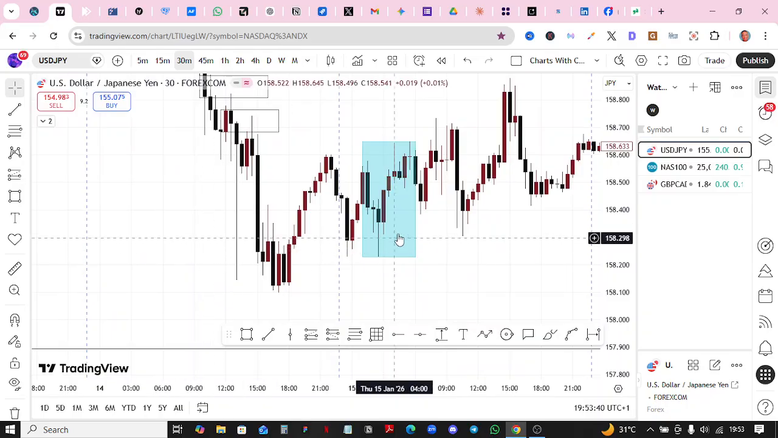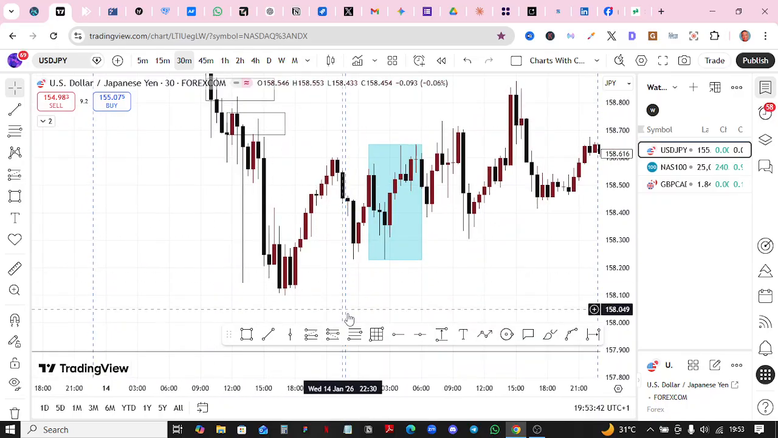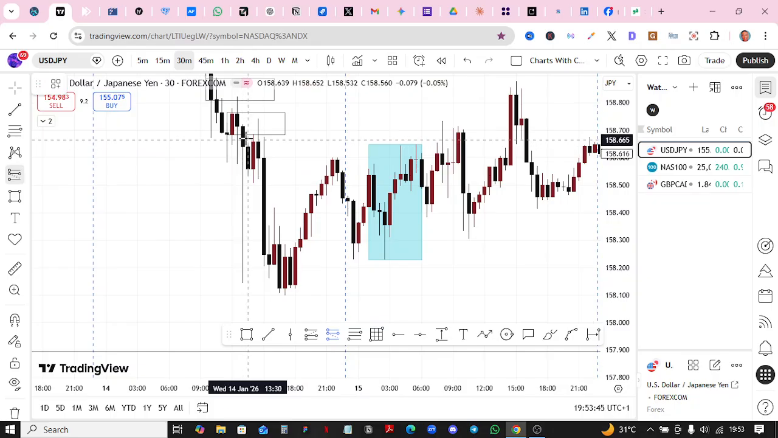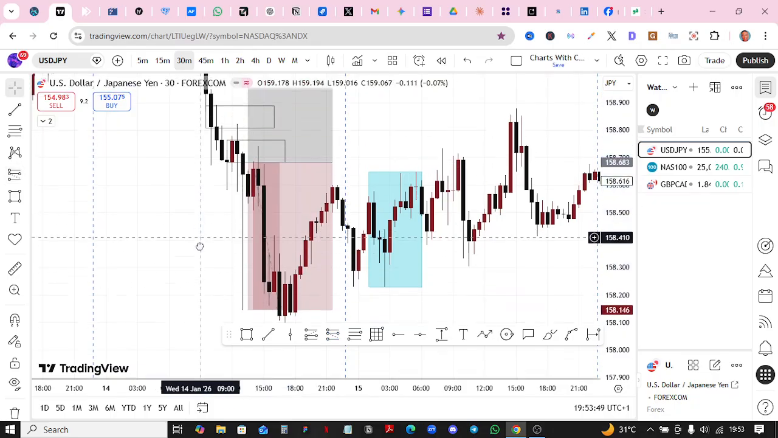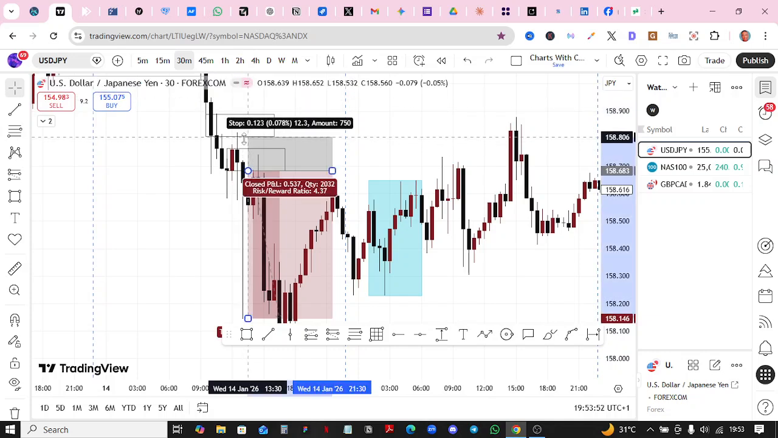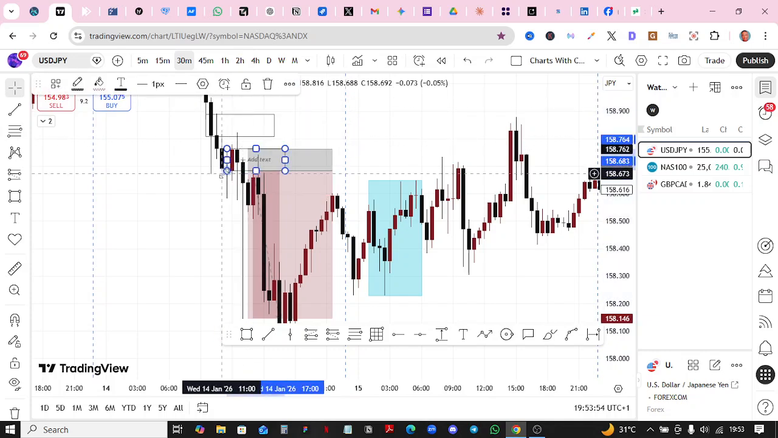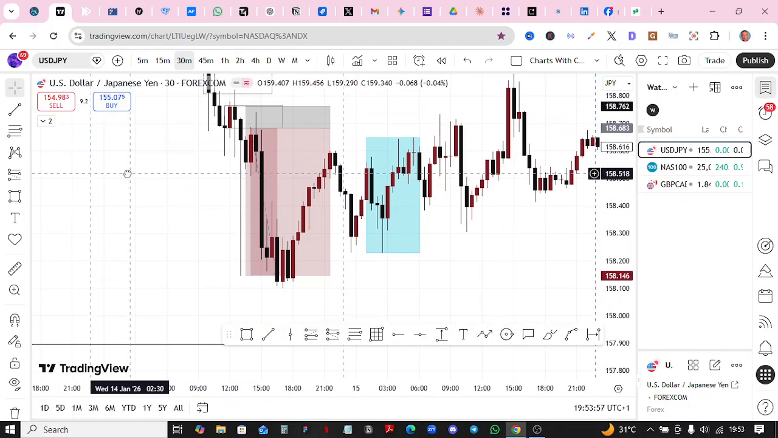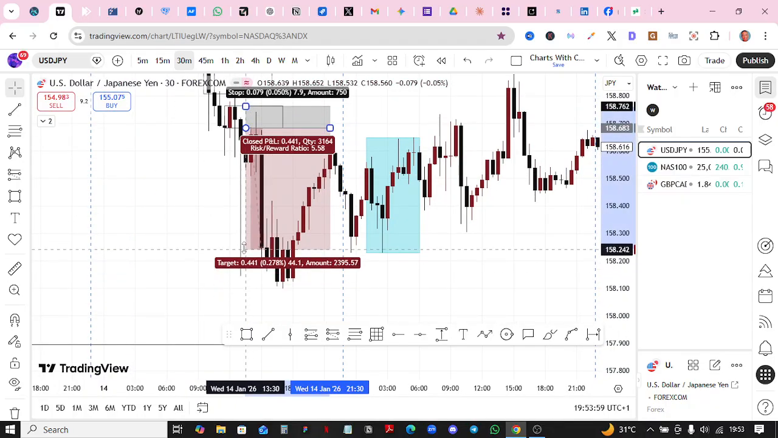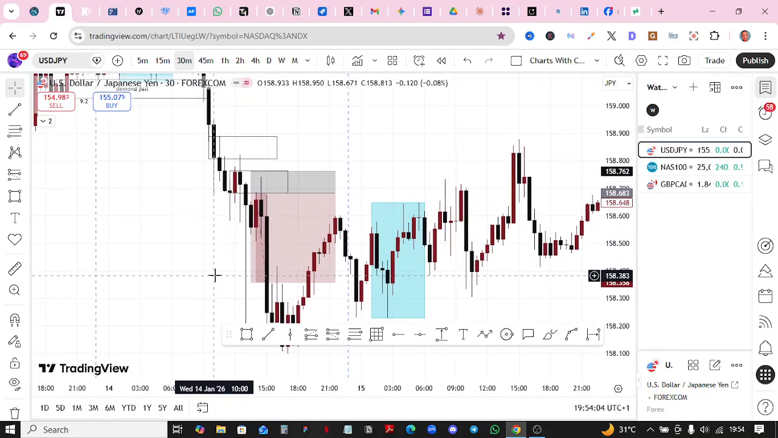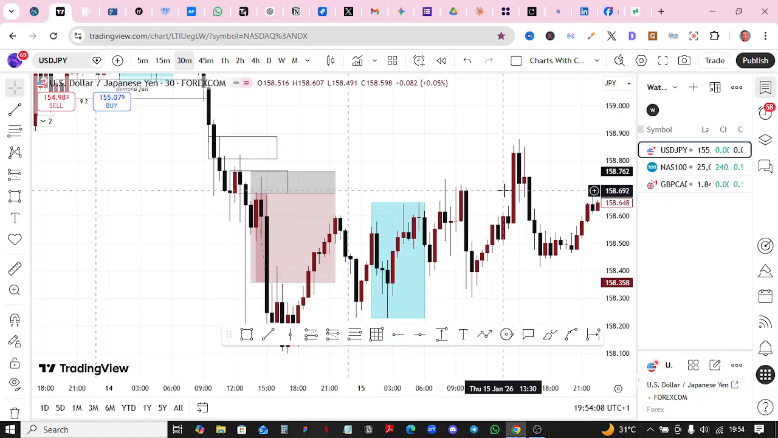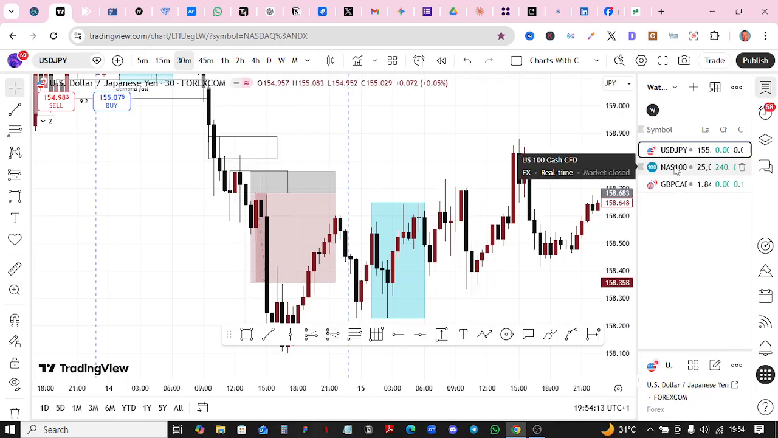Then before we started having pullbacks, this already gave a 1:4. This is already 1:6. So my TP would have been somewhere around there. So you see how it is. This actually works on all pairs, like NAS 100. These are the three pairs I trade at the moment.